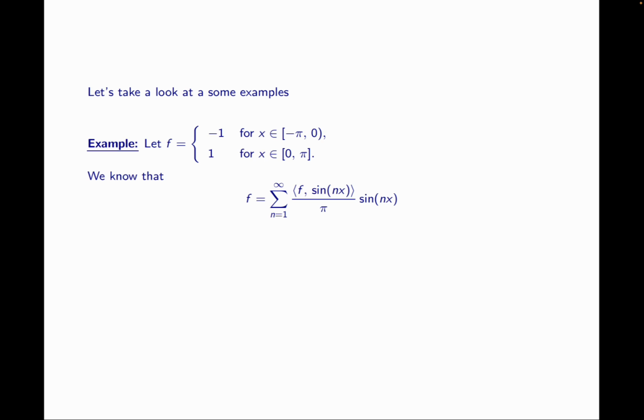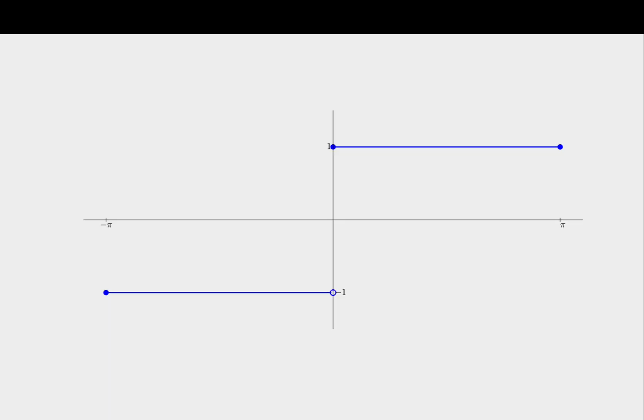So we know that in fact f does equal a Fourier series, in the sense that the difference between f and the partial Fourier series goes to 0 as n goes to infinity in the L2 norm. But what does this actually look like? So here we have our function in blue. f is -1 for negative values and 1 for x greater than or equal to 0.